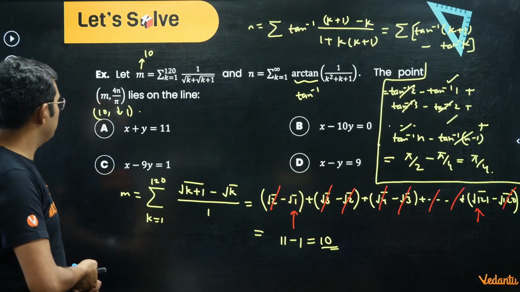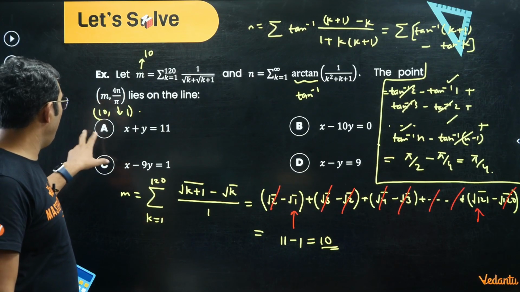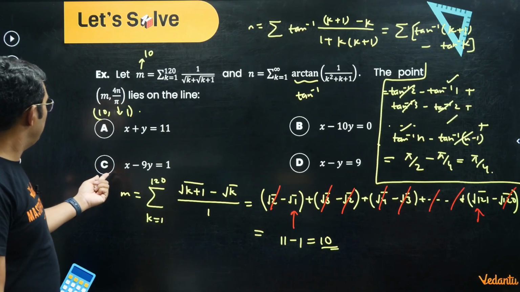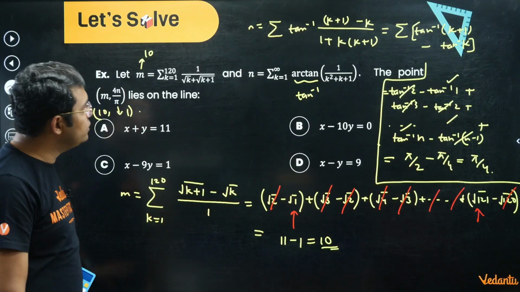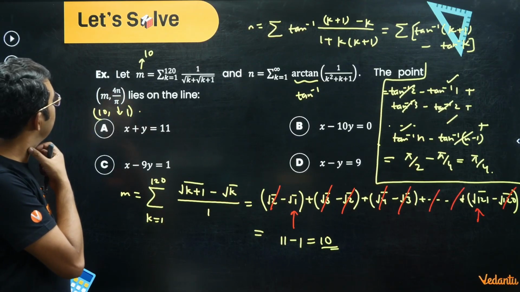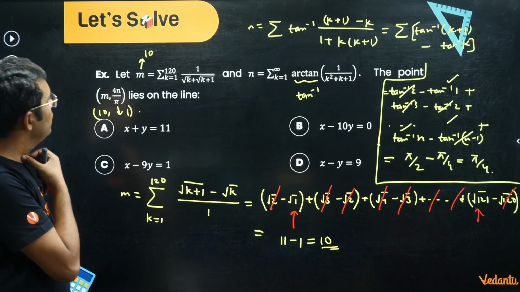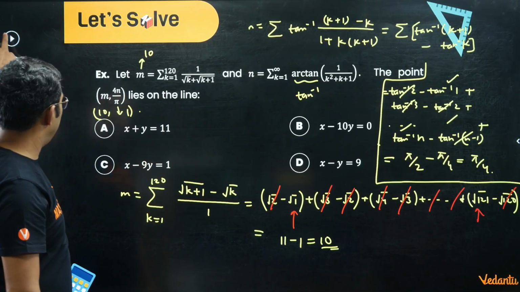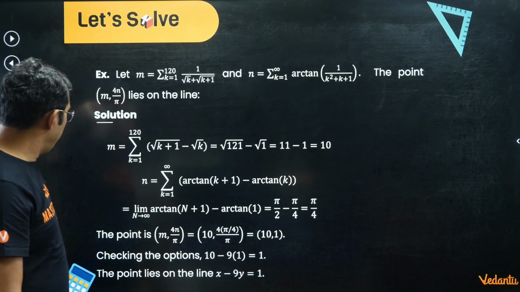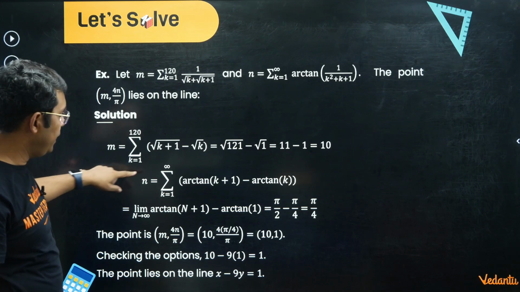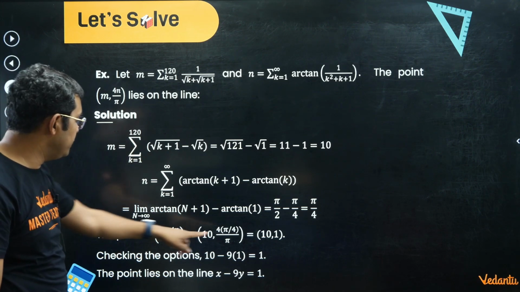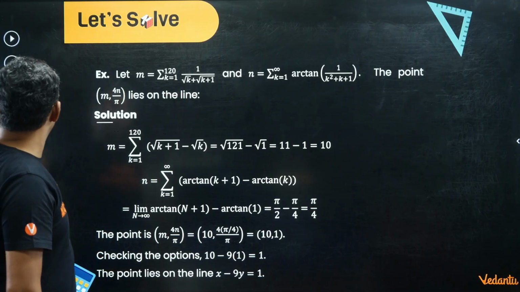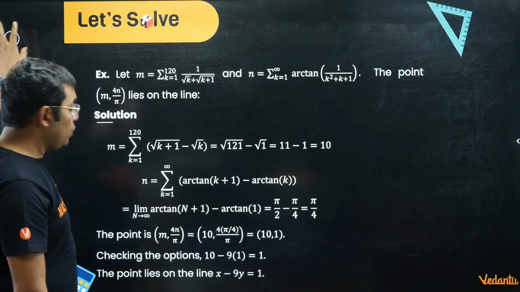Now you can check which option is satisfying it. Option A, x plus y is 11, that is correct. x minus 10y also correct. 10 minus 9 is 1, also correct, and 10 minus 1, 9 is also correct. And they are asking for the correct option only. I think they all are correct. Maybe there is some error in this. They all are correct. Which option have they given? C. What are the values? m is 10 and the other point is 1. Yeah, correct. So checking the options, I think all the options are correct. Some problem is there, but all the options are matching as of now.